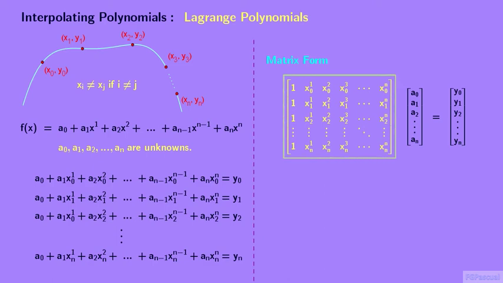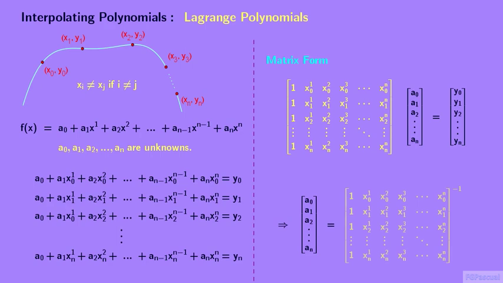This matrix is a very well-known matrix. It is called the Vandermonde matrix. As long as the x i's are all distinct, the inverse of this matrix exists. And so all we have to do is multiply this matrix equation by the inverse of the Vandermonde matrix, and we will have our vector of unknowns. And this will be equal to the inverse of the Vandermonde matrix multiplied to the vector of y values.